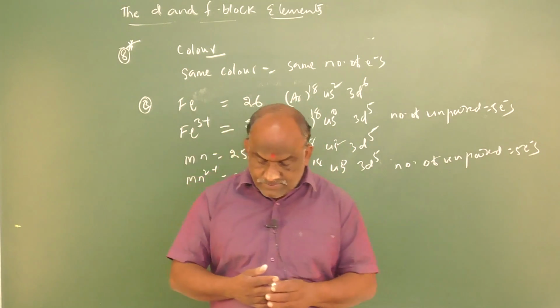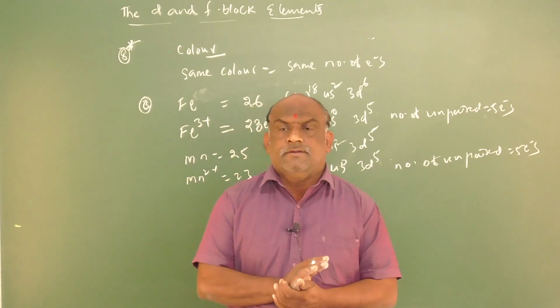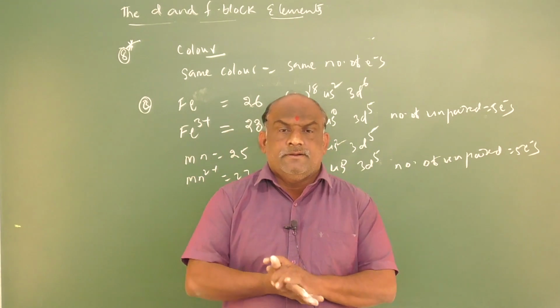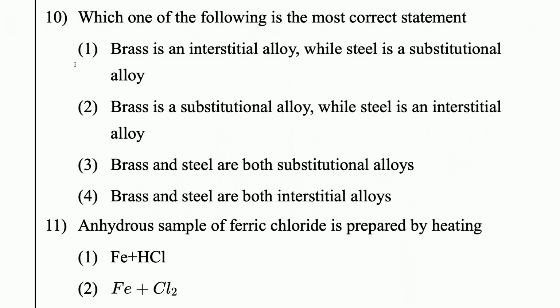After that, the next one is question number 10. This is a conceptual question. Which one of the following is the most correct statement? Brass is an interstitial alloy while steel is a substitutional alloy. What is interstitial and what is substitutional? We already know that interstitial means the vacant space is occupied by some elements trapped in it.